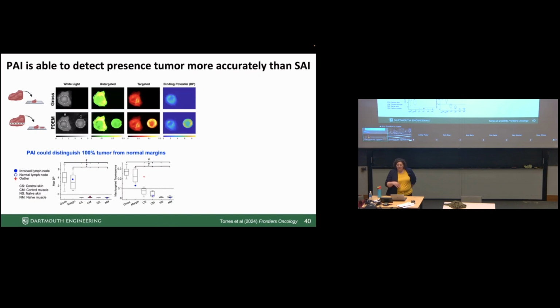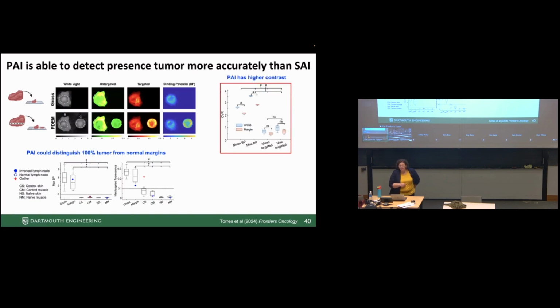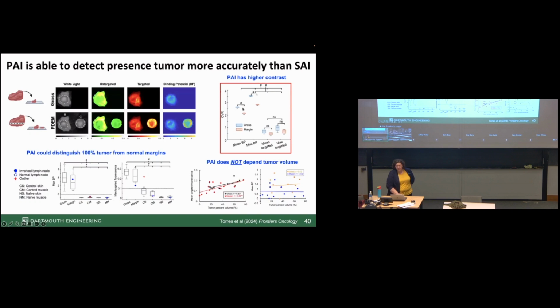Fluorescence imaging, single agent imaging, or intensity-based imaging wasn't able to do that. We also had better contrast with paired agent imaging than we did with single agent imaging. If we looked at our contrast to variance ratio, both the bulk tumor and the margin had much higher signal than single agent imaging. And one of the key findings, which is maybe a little counterintuitive, is that paired agent imaging does not vary with tumor volume.